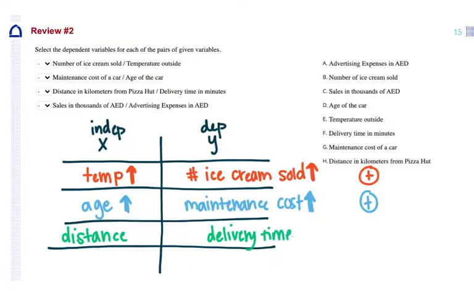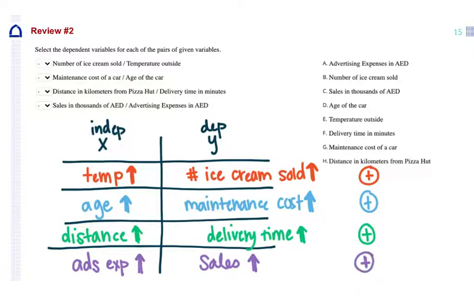And the farther away you live, so as the distance gets bigger, also the delivery time will get bigger. This is a coincidence. All of these are positive relationships. Sales in thousands and advertising expenses. Well, first you do your ads. First you pay for your ads, advertising expenses, okay? And that hopefully will have an effect on your sales. And the hope is that the more you spend on ads, the more you will bring money in for sales. All of these are positive relationships, coincidentally.